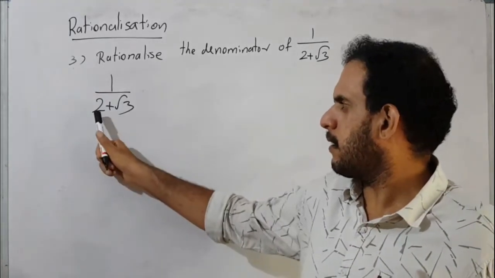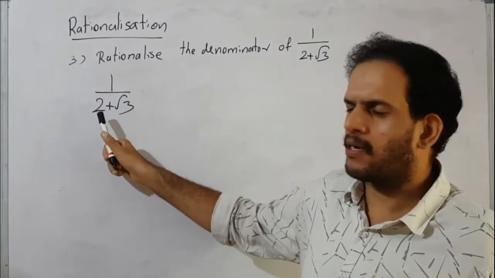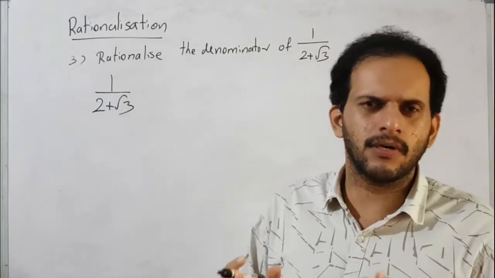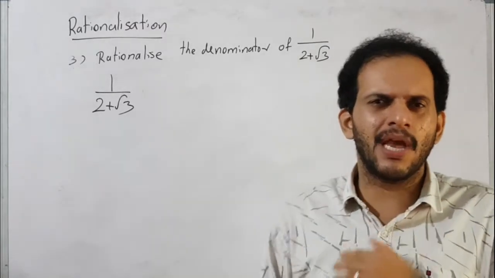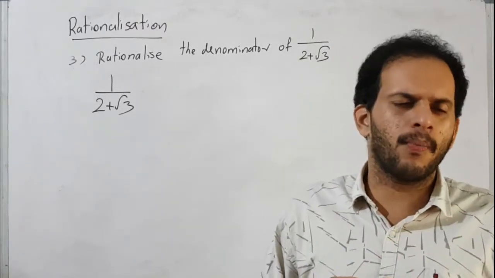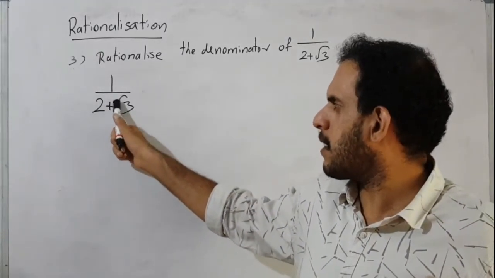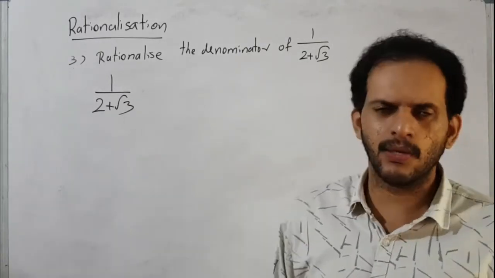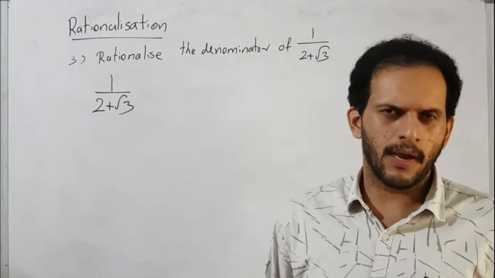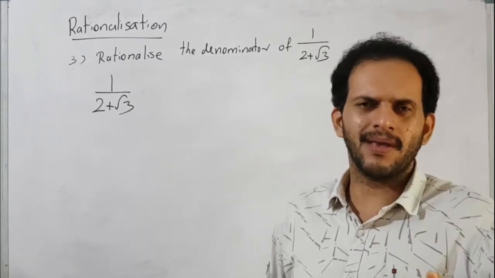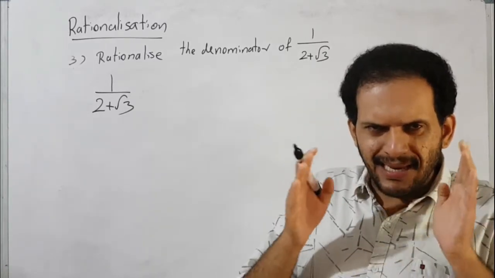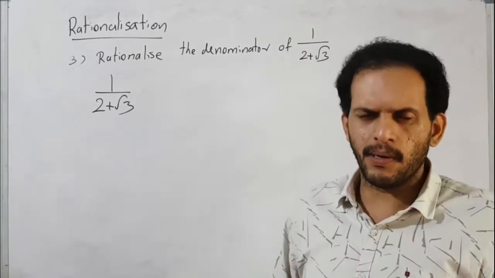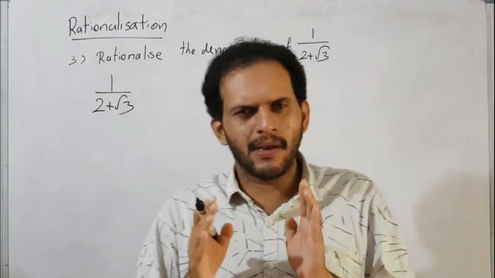That means here, in 2 plus root 3, what are the terms? 2 and root 3 are the terms. Then what is the symbol separating the terms? That one is plus. Then just change the sign to the opposite sign. The sign now is plus, so we change the sign to minus. Then the conjugate of 2 plus root 3 is 2 minus root 3. The conjugate of x plus y is obtained by changing the sign of the term separating the binomial.